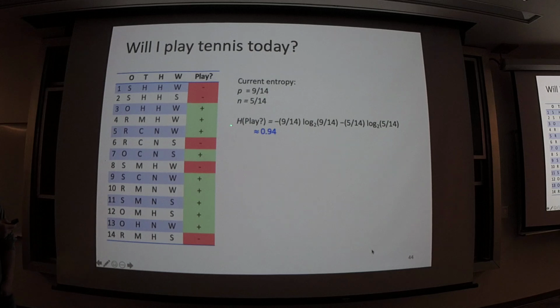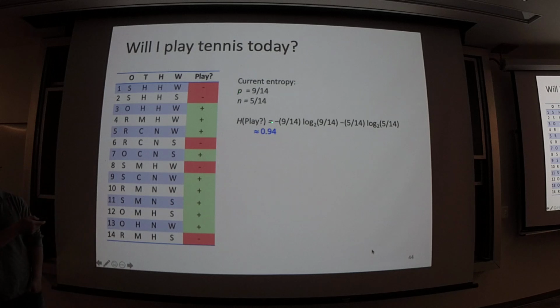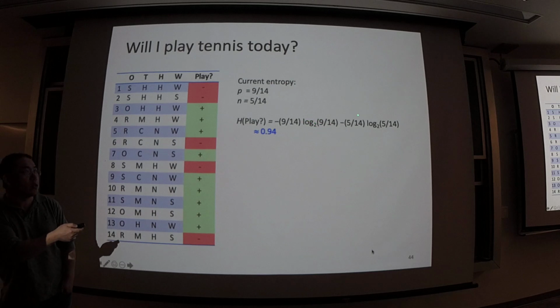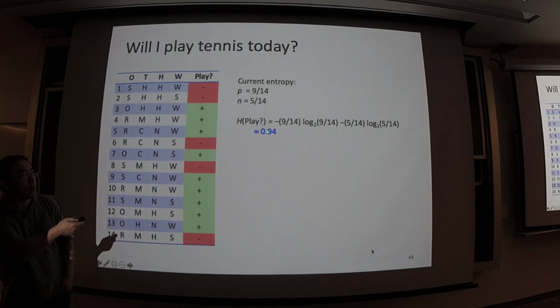Based on that, we can compute the entropy of the entire data set using the positive ratio and negative ratio. So it is minus the positive ratio multiplied by the logarithm of the positive ratio, subtracted by the negative ratio multiplied by the logarithm of the negative ratio. So it is approximately 0.94, just taking the second digit.